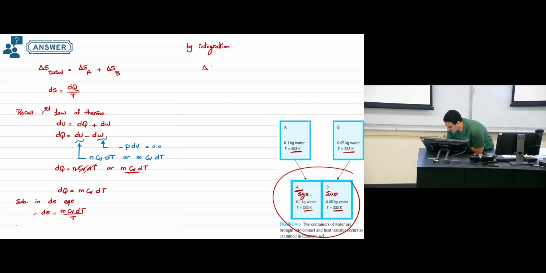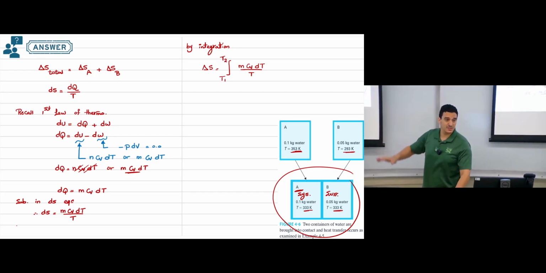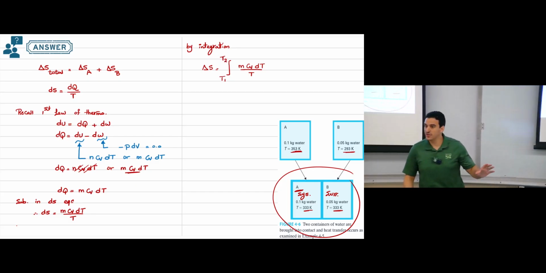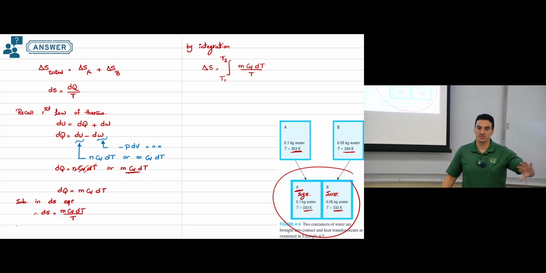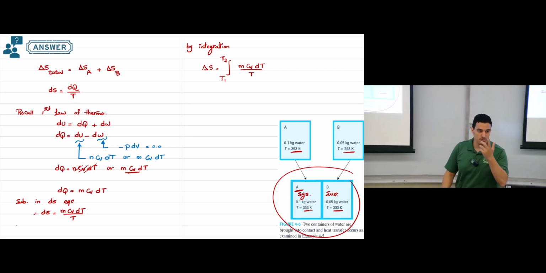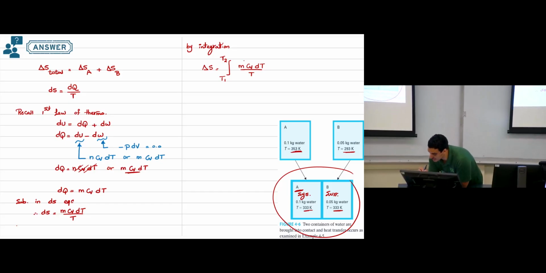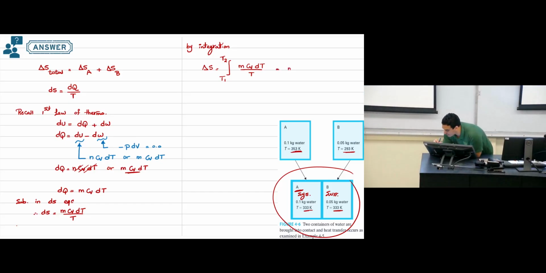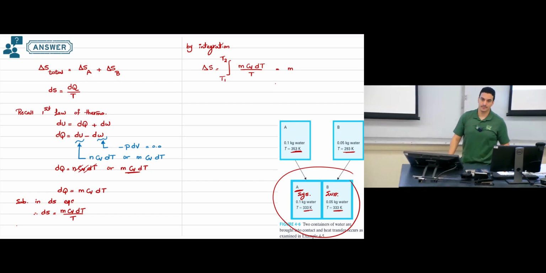Then we can say delta S will be the integration of m cv dt over t, from t1 to t2. This is a closed system. We call the conservation of mass. The total mass will be constant or will be changed? Total mass will be constant for a closed system, so we can take mass out of the integration.